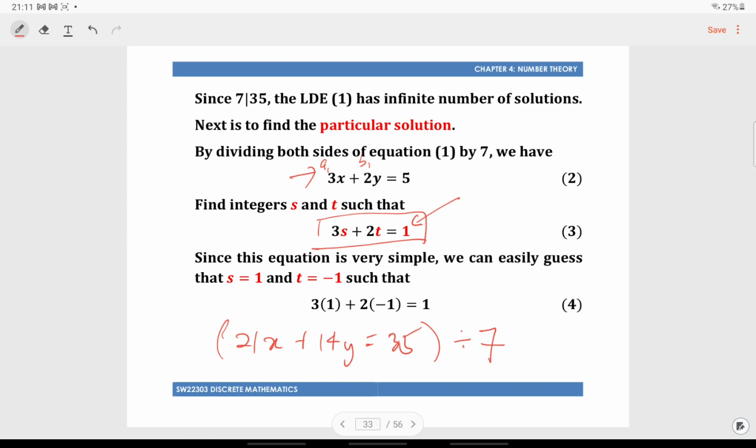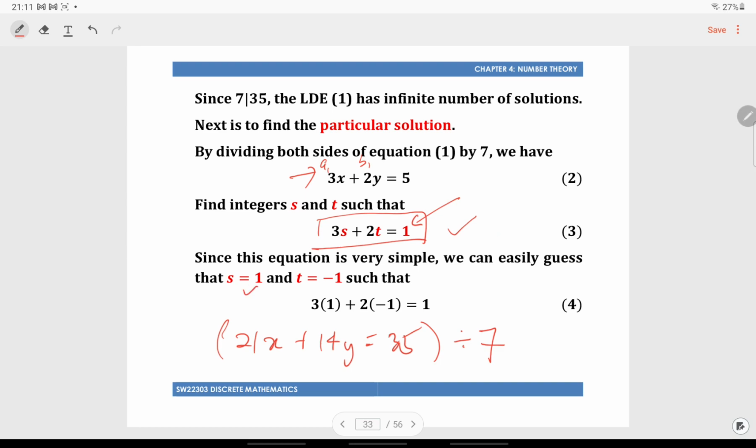So we have 3s plus 2t equal to 1. As I mentioned before, if you can guess the value for the s and t which can satisfy equation 3, then guess. No need to use the extended Euclidean algorithm, because the question doesn't ask you to do so. So just guess. We need the extended Euclidean algorithm when you cannot guess the value for the s and t. In this case, yes, we can guess.